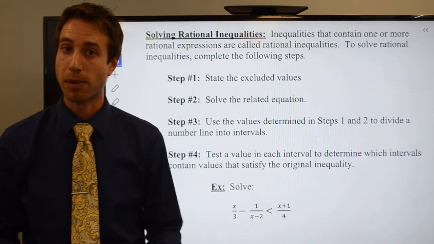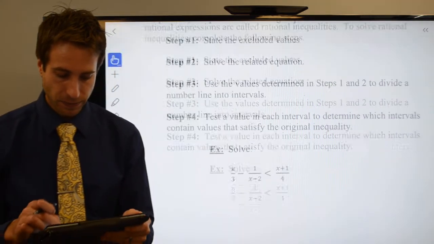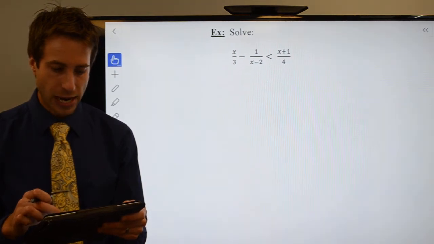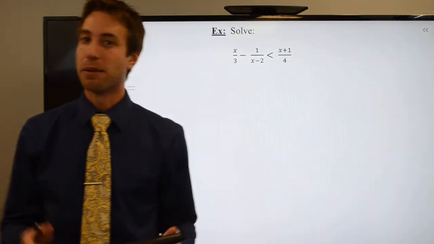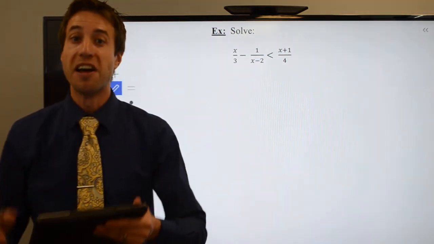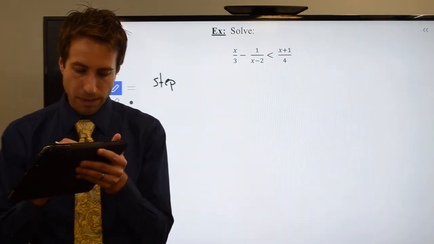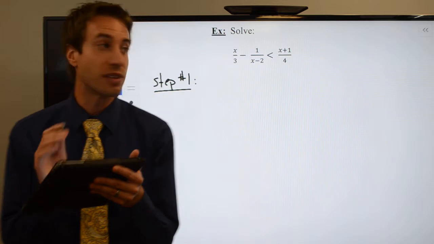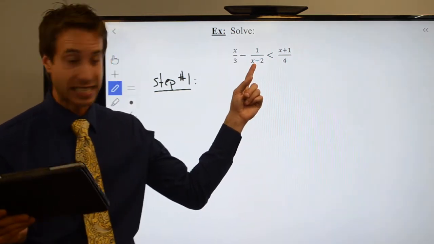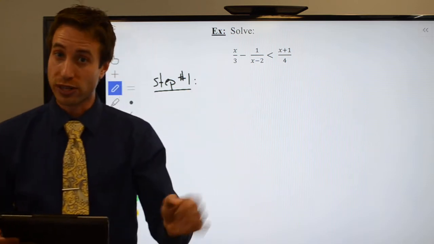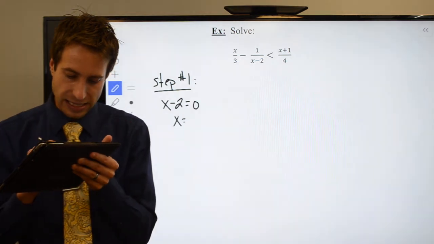So let's jump into a problem. I'll remind you of the steps as we go through it. So here we go. This is the first one I want to do with you guys. We're going to solve this rational inequality. And again, like I said above, step number 1, find the excluded values. Now remember, the excluded values are what gives you division by 0. So the way that we did this was we took our denominator that has a variable in it, in this case the x minus 2, set it equal to 0. So we have x minus 2 equals 0, which means x is equal to 2.